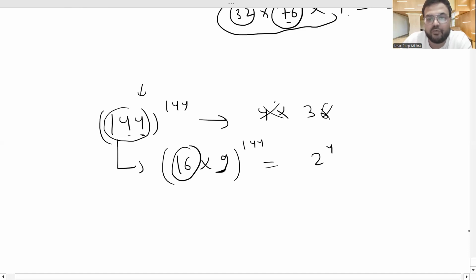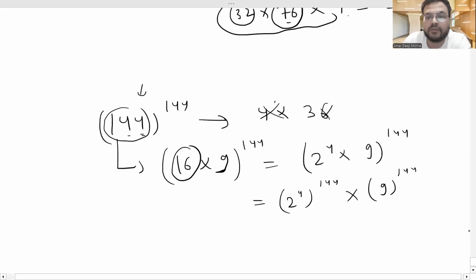So (2 power 4 into 9) whole to the power 144. Now 2 power 4 is what? 16. Don't open it as 16. You can write it like this: (2 power 4) whole to the power 144, into 9 to the power 144.